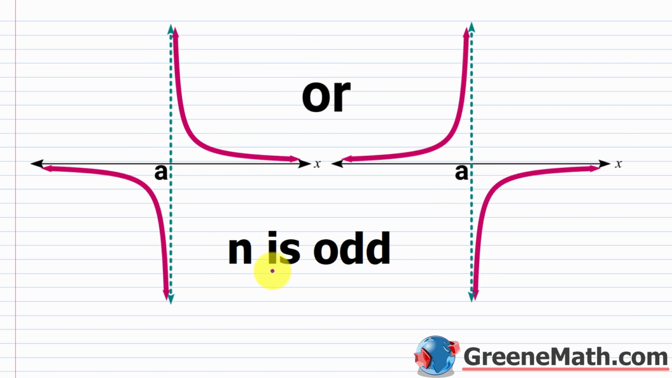Now, let's say your n value is odd. Again, we saw this with f of x equals 1 over x. Now you do have a sign change from one side to the other side. So as we approach the x value of a from the left, you're approaching negative infinity. As you're approaching the x value of a from the right, now you're approaching positive infinity. Over here, you could have this scenario as well. As you're approaching the x value of a from the left, we're approaching positive infinity. As you're approaching the x value of a from the right, now you're approaching negative infinity. So this is when n is odd.